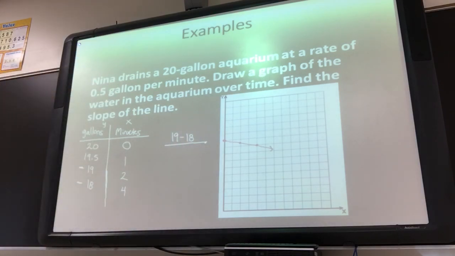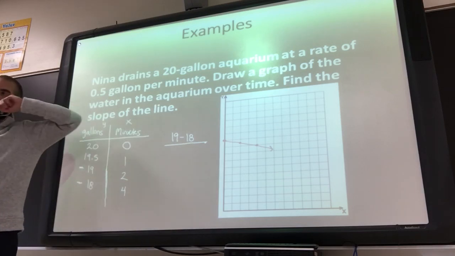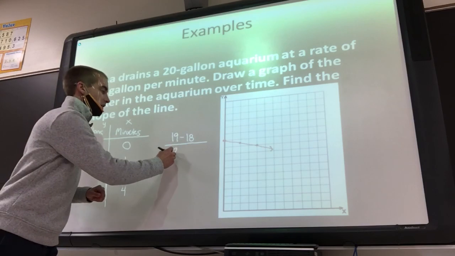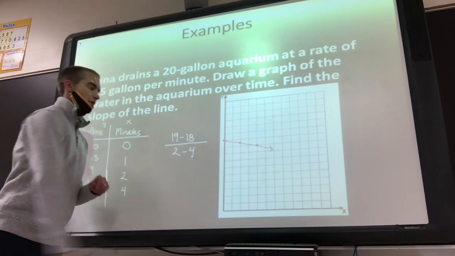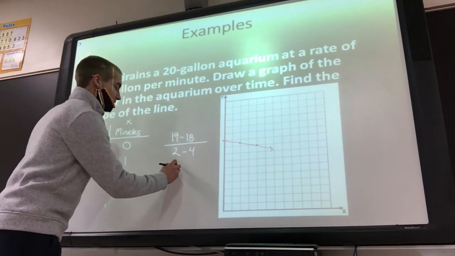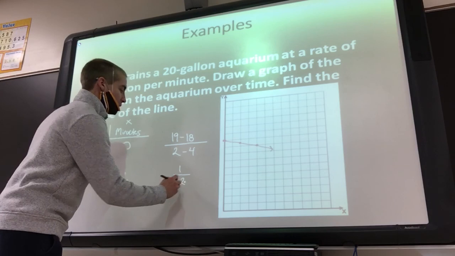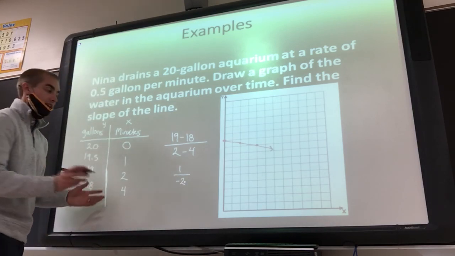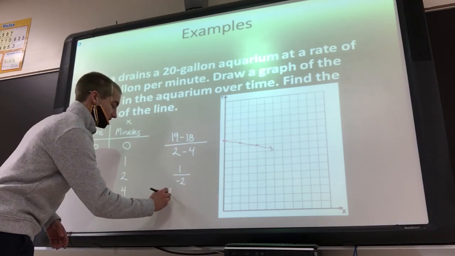And what's the x's, how are they going to be ordered? What x value goes with 19? 2 minus 4. Anybody see what might happen? Negative. Yeah. If we subtract this, we get 1 over negative 2. In other words, it's negative 1/2.